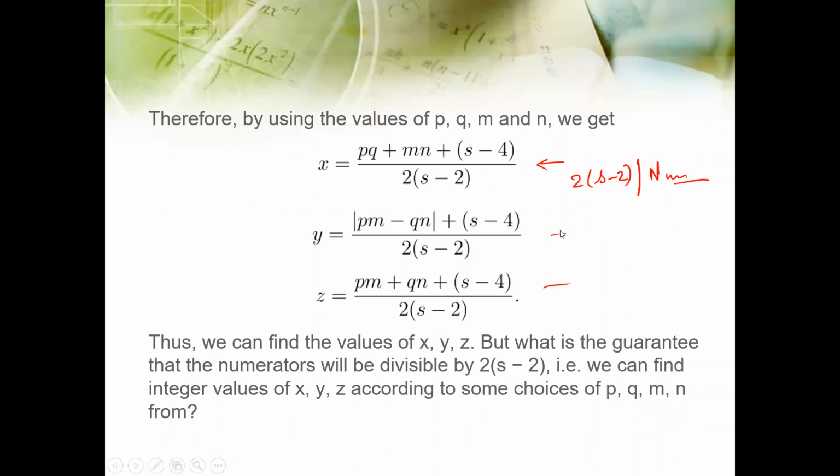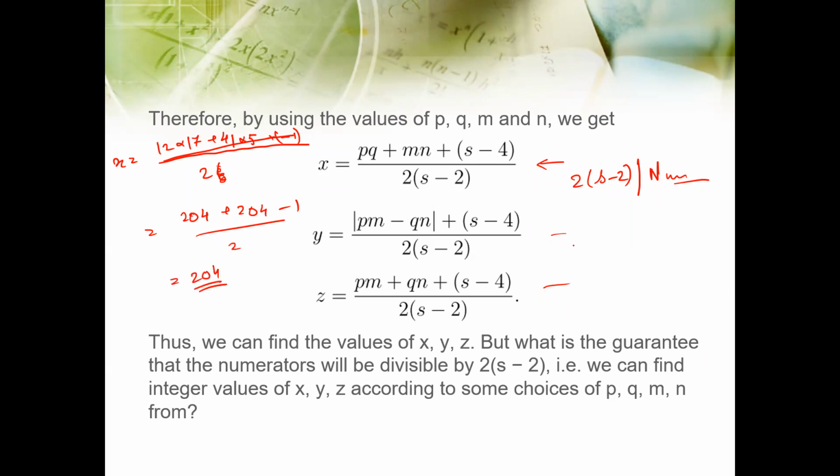Here, the solution. If we take x equal to 12 times 17 plus 41 times 5, and s minus 4 is just minus 1, and this is divided by 2 times s minus 2, which is just 2. So this will be 204 plus 205 minus 1, divided by 2, which is equal to 204.